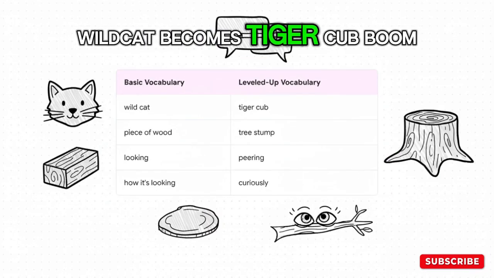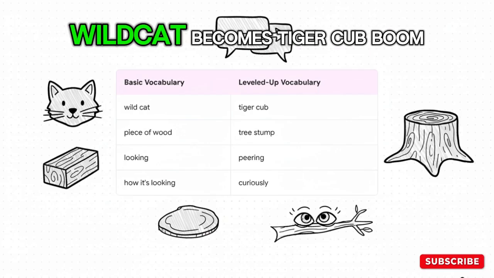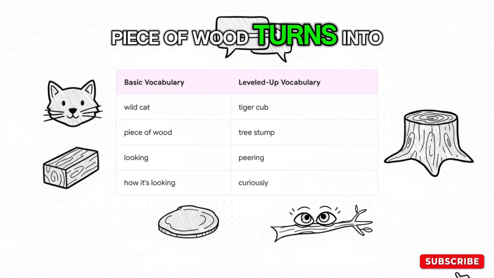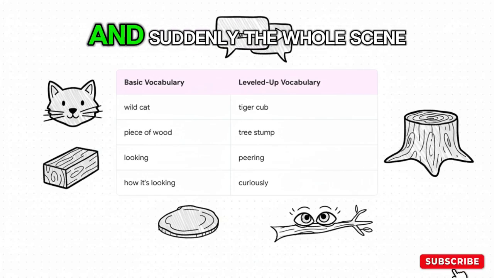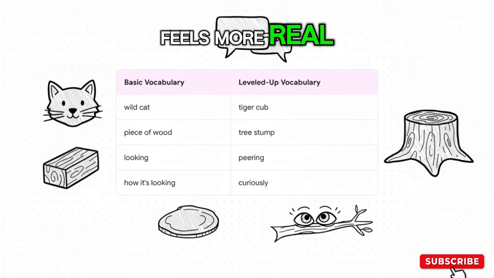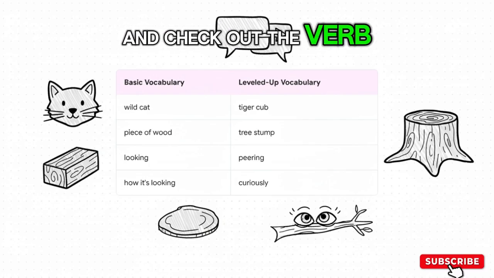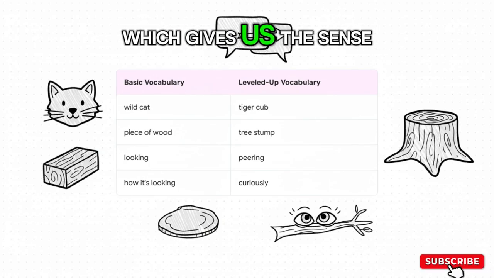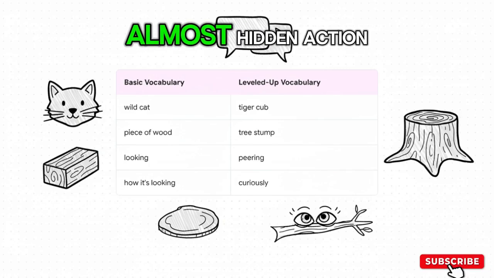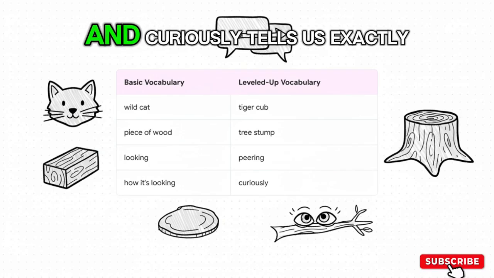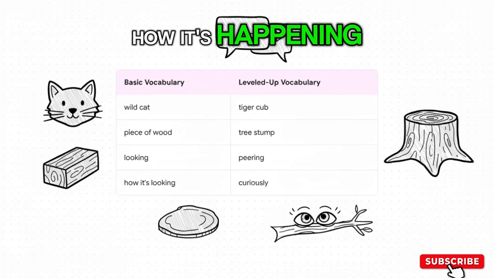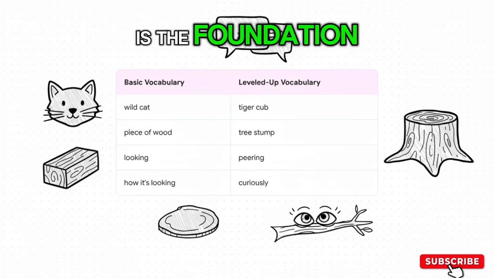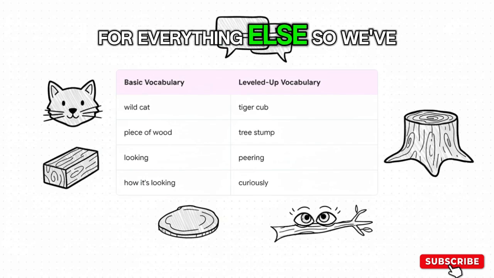Wildcat becomes tiger cub. Boom! Now we know its species and its age. Piece of wood turns into a tree stump, and suddenly the whole scene feels more real. And check out the verb. Looking levels up to peering, which gives us this sense of a careful, almost hidden action. And curiously tells us exactly how it's happening. See? This kind of specificity is the foundation for everything else.